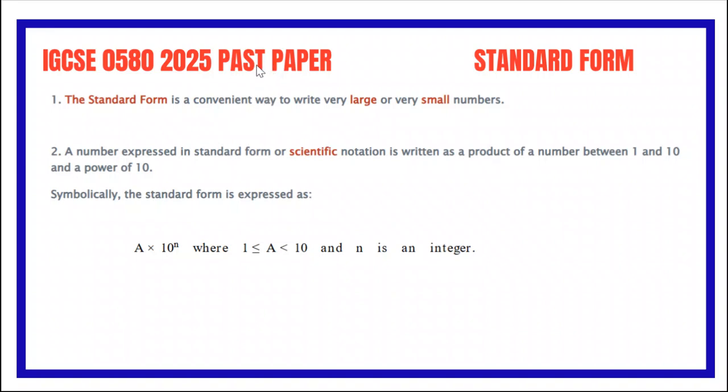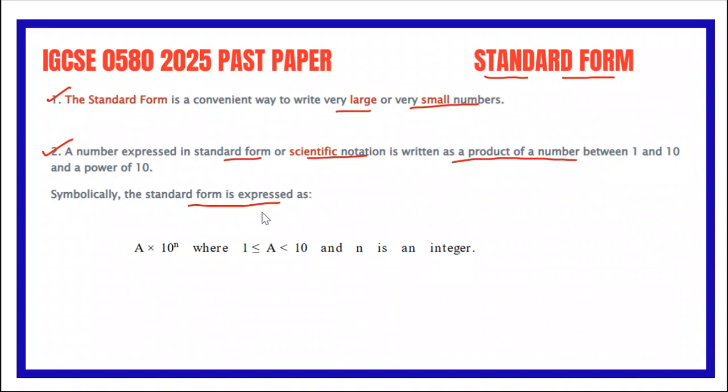Today we are discussing the IGCSE 0580 2025 past paper on the topic of standard form. Standard form is a convenient way to write very large or very small numbers. A number expressed in standard form, or scientific notation, is written as a product of a number between 1 and 10 and a power of 10.